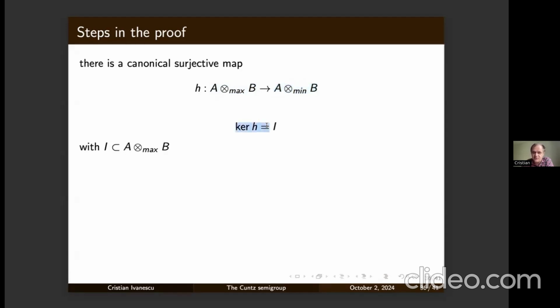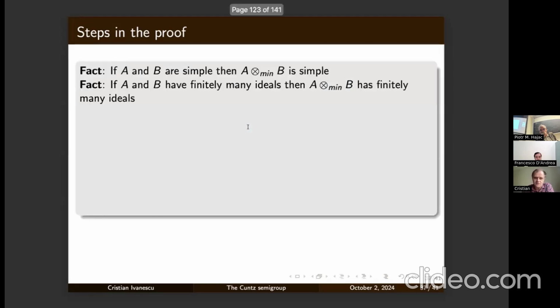But this particular ideal cannot correspond, so it will be an extra ideal. And this is why most of the results I'm mentioning apply to simple C*-algebras or algebras with far too many ideals. Because basically we are doing a counting, and we see that this is an extra ideal in the maximal tensor product. Okay, so like I already said, a couple of facts are useful.